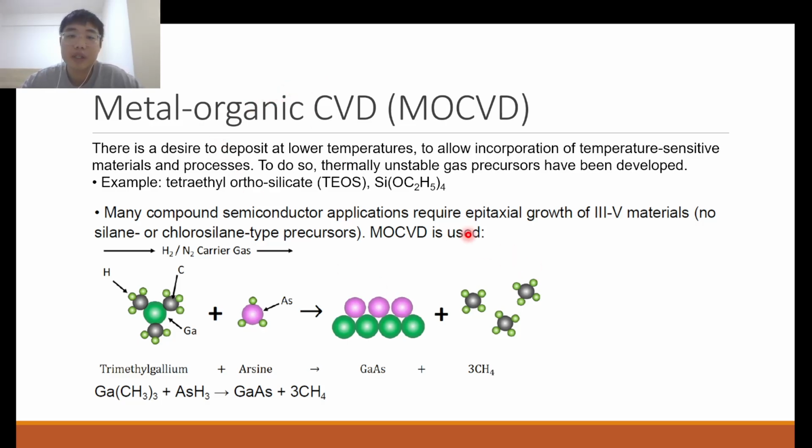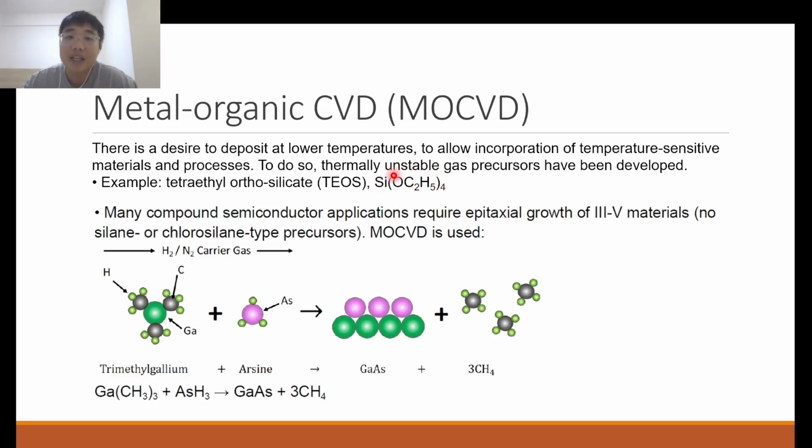Then as mentioned earlier, we generally want to deposit at lower temperatures. So there's a trend to use thermally unstable gas precursors to allow deposition to occur at lower temperatures. Basically, lower temperatures are sufficient to overcome the activation energy of the reaction because the precursors themselves are not very thermodynamically stable. An example is this tetraethyl orthosilicate.